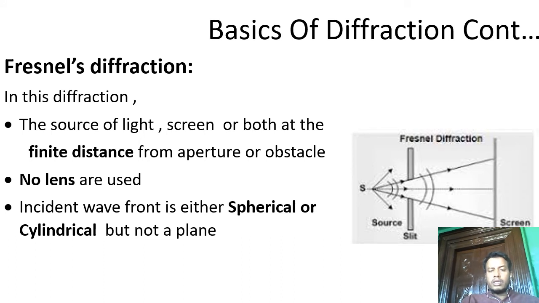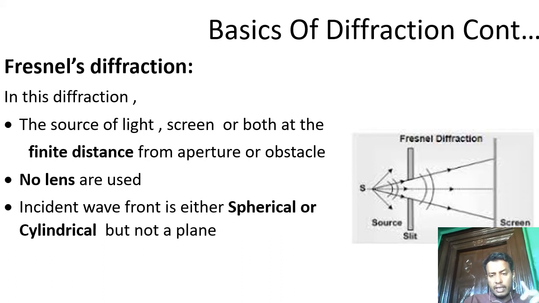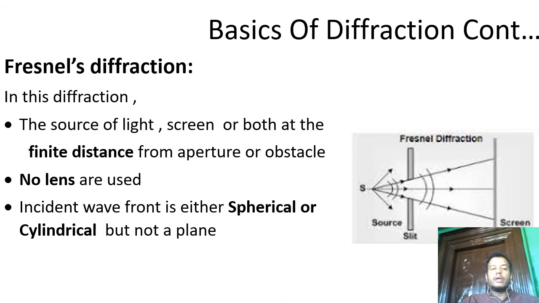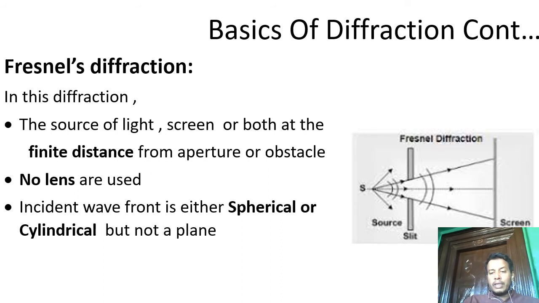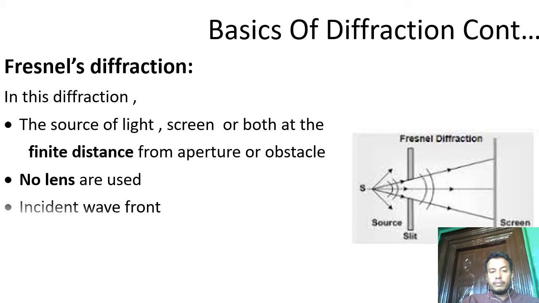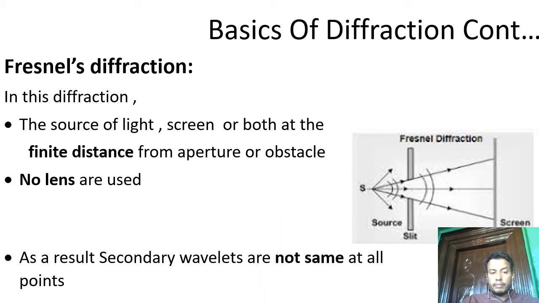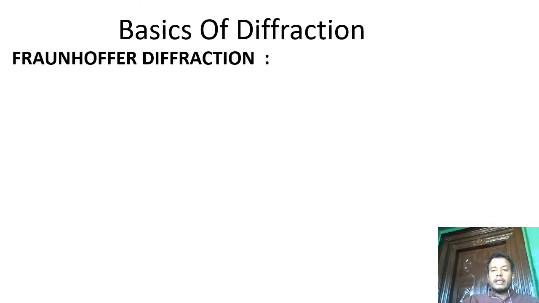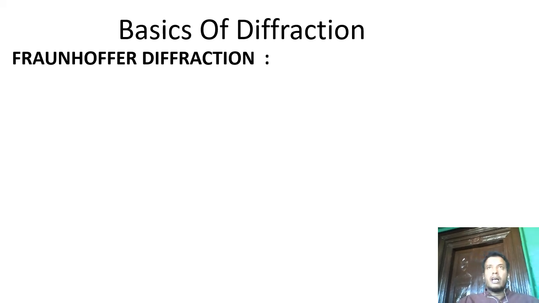ಸ್ಪೆರಿಕಲ್ ಯೂಶುವಲಿ ಸ್ಪೆರಿಕಲ್ ನೇಚರ್, ಸಿಲಿಂಡ್ರಿಕಲ್ ಒಂದು ಸಿಲಿಂಡರ್ ರೀತಿಯಲ್ಲಿ ಇರುವಂತಹ ವೇವ್ಸ್ ಮಾತ್ರ ಇರೋದಕ್ಕೆ ಸಾಧ್ಯ. ಬಟ್ ನೆವರ್ ದಿ ಪ್ಲೇನ್ ವೇವ್ ಮಾತ್ರ ಇರೋದಕ್ಕೆ ಸಾಧ್ಯ ಇಲ್ಲ ಫ್ರೆನಲ್ ನಲ್ಲಿ. ಮತ್ತೆ ಇದೇ ರೀತಿಯಲ್ಲಿ ದ ಸೆಕೆಂಡರಿ ವೇವ್ಲೆಟ್ಸ್ ಏನಾಗ್ತವೆ, ದೇ ಆರ್ ನಾಟ್ ಇನ್ ದಿ ಸೇಮ್ ಫೇಸ್ ನಲ್ಲಿ ಇರೋದಕ್ಕೆ ಸಾಧ್ಯತೆ ಇದೆ. ಹಾಗಾದ್ರೆ ಸೆಕೆಂಡ್ ಒಂದು Fraunhofer diffractions ಇರುವಂತದ್ದು.